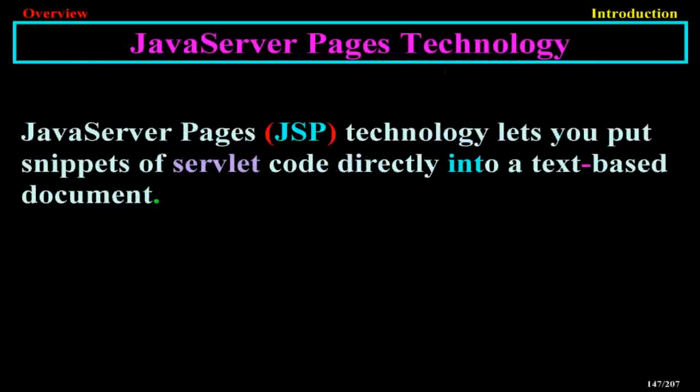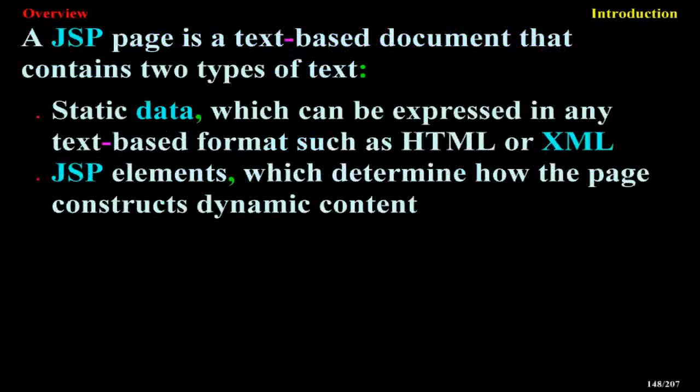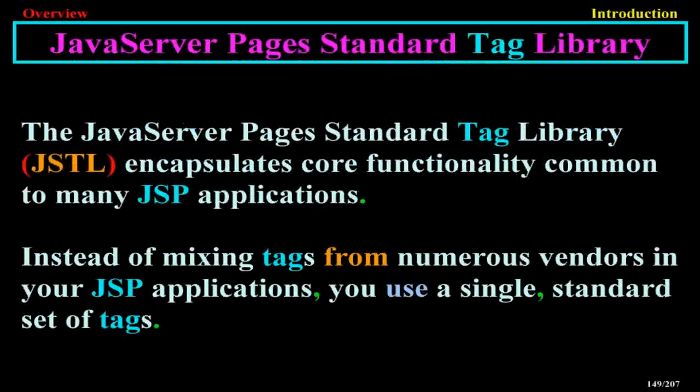JavaServer Pages technology. JavaServer Pages (JSP) technology lets you put snippets of servlet code directly into a text-based document. A JSP page is a text-based document that contains two types of text. Static data, which can be expressed in any text-based format such as HTML or XML. JSP elements, which determine how the page constructs dynamic content.